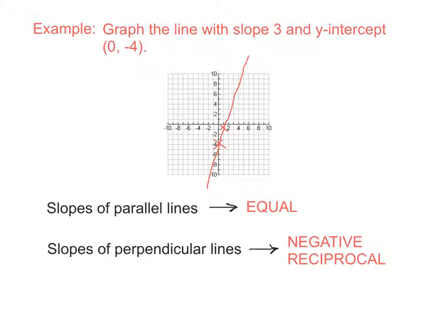So there we have it. The slopes of parallel lines are equal. The slopes of perpendicular lines are negative reciprocals of each other.